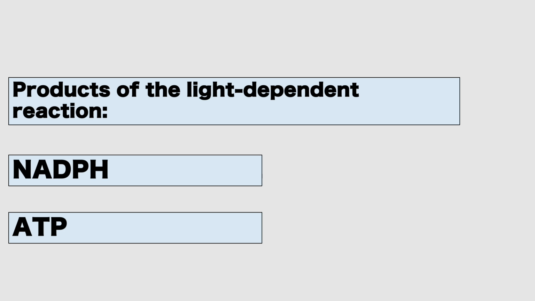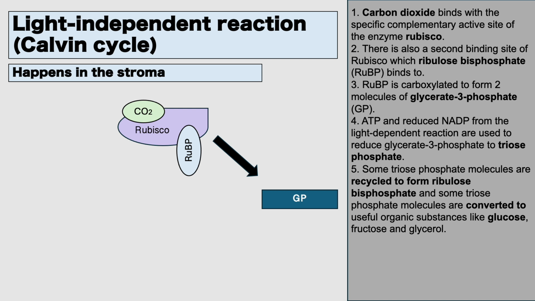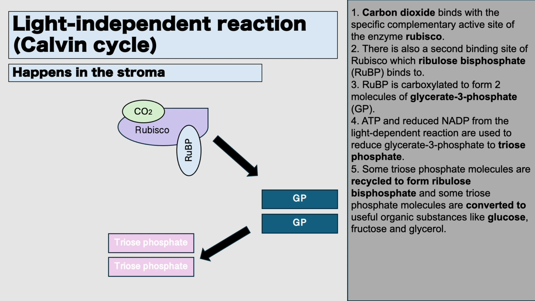Now, the light-independent reaction, or the Calvin cycle, happens in the stroma of the chloroplast. Step 1. Carbon dioxide binds with the specific complementary active site of the enzyme rubisco. There is also a second binding site of rubisco which ribulose bisphosphate, or RuBP, binds to. Step 3. Ribulose bisphosphate is carboxylated to form 2 molecules of glycerate 3-phosphate, or GP. Step 4. ATP and reduced NADP from the light-dependent reaction are used to reduce glycerate 3-phosphate into triose phosphate.